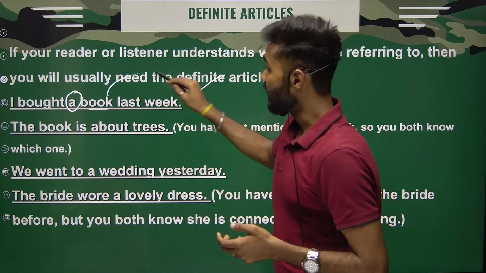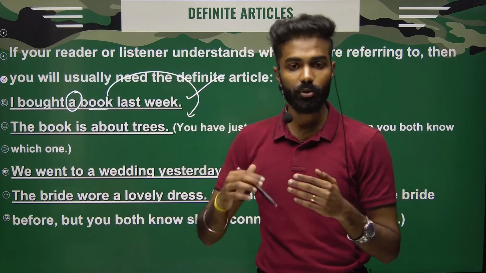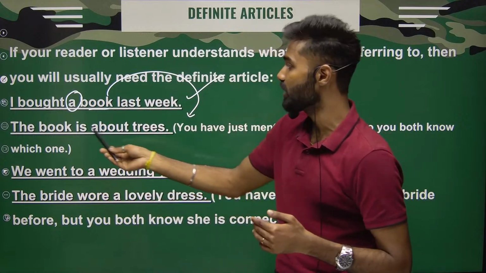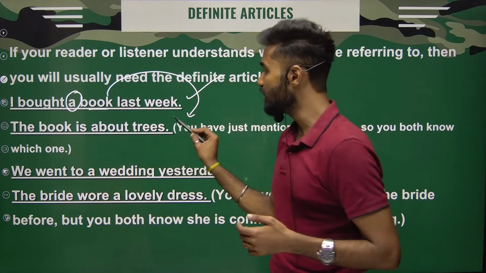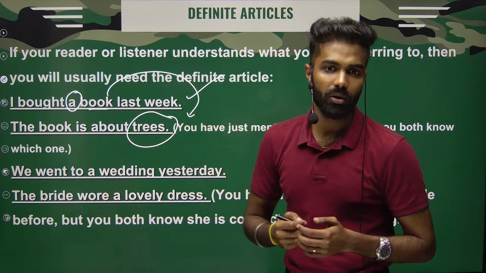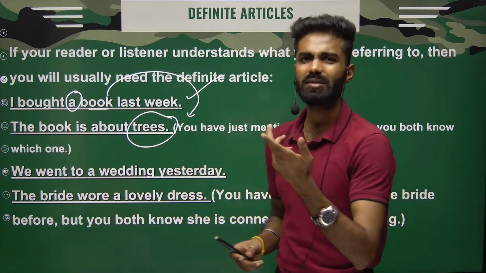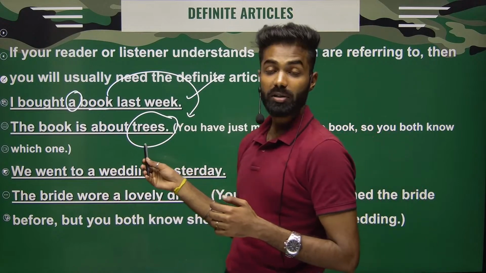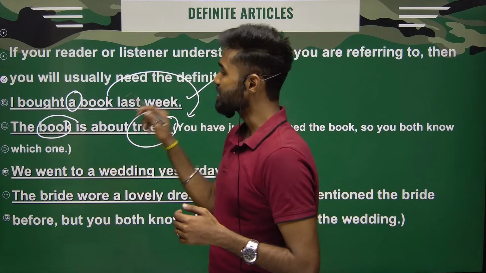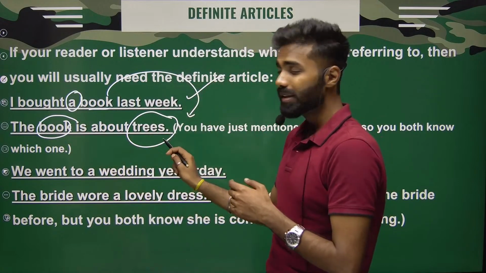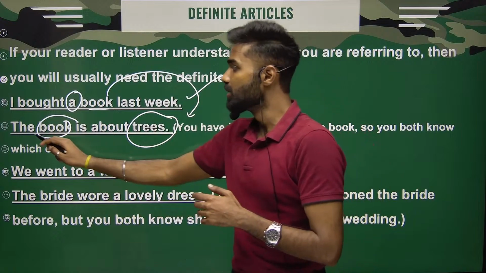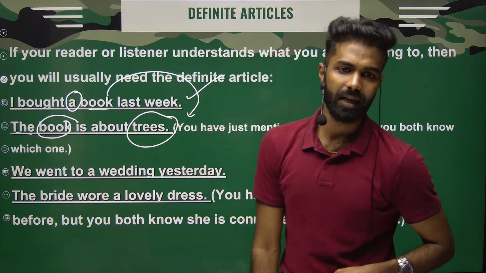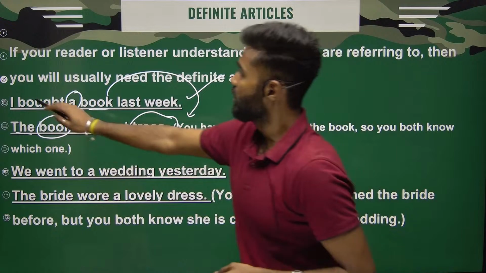But if I'm repeating about the book, okay, if I'm talking about the book for the second time, see, the book is about trees. Now, see, I know something about this book, okay? I have a detail about this book. What is the detail I have about this book? See, the book is about trees. So, book is singular, countable, and now it is definite because I have a particular detail. So, I'm using the definite article. As simple as that. If you want, you can read it for yourself.